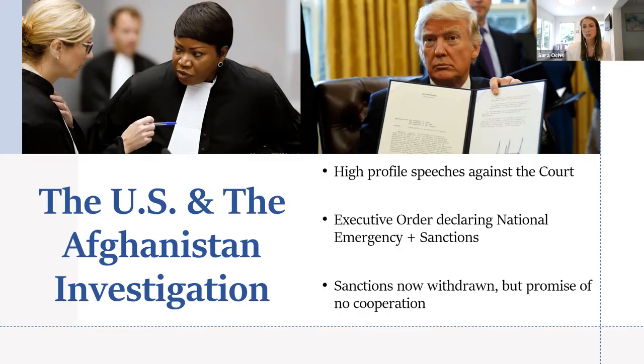When Joe Biden took power, he revoked the executive order authorizing sanctions, but he made very, very clear that he does not support the ICC's investigation, and that the United States will not cooperate with that investigation into Afghanistan. So that's going to be a really interesting case to follow, to see if the ICC can succeed without the United States' help.